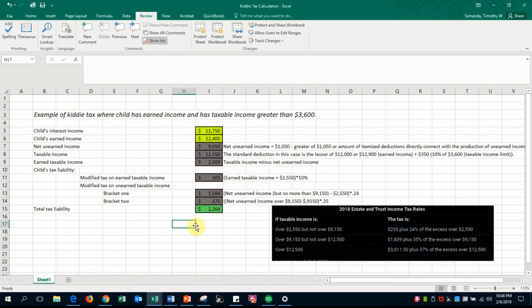If you have any questions on this somewhat complex kiddie tax calculation where the child has both unearned and earned income, please let me know.